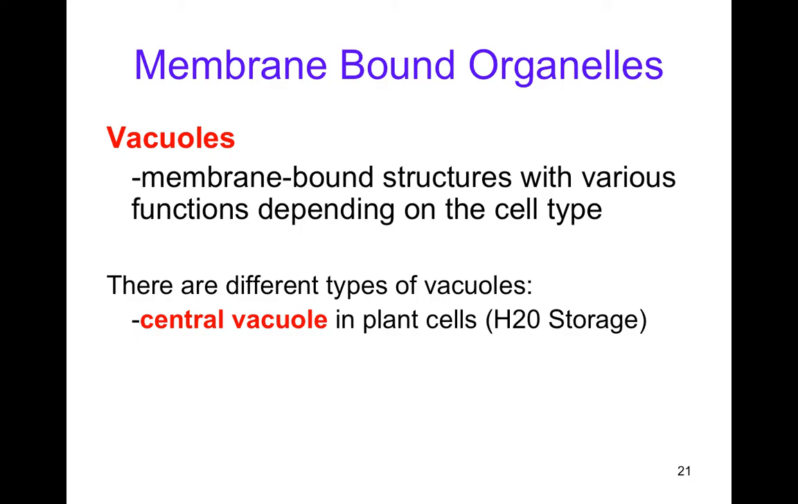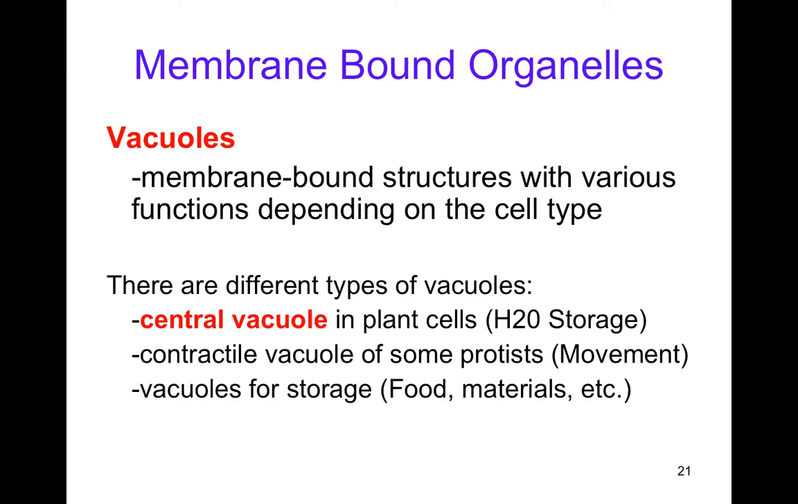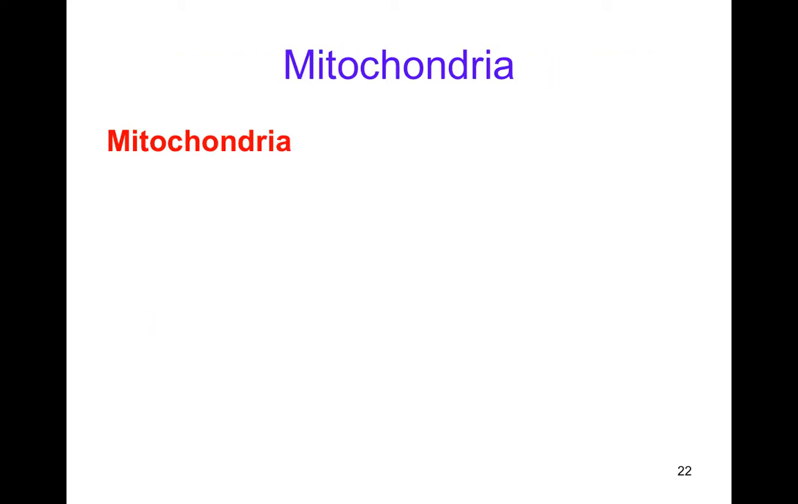So there's a central vacuole, again, like I mentioned, in plant cells, very large, very obvious, stores a lot of water. Some protists that you'll see later in the year will have what is called a contractile vacuole, where they suck in a lot of water and then spit it out to try to move. And then finally, we as animals, and other cells, have vacuoles for storage, like for food and other materials that the cell might need.